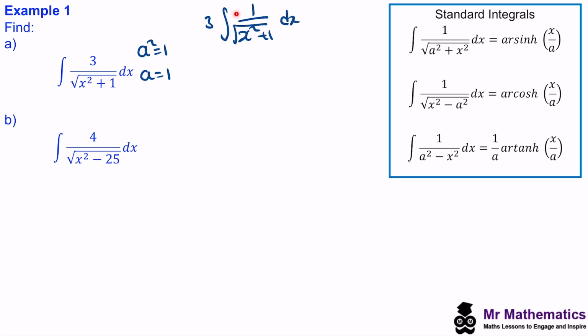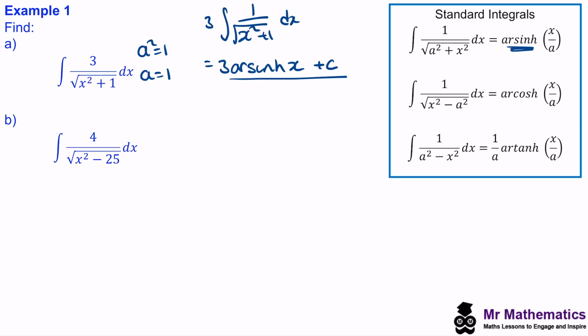So now this is exactly the same as what we have here. So the integral will be 3 times the arsinh of x over a. So just x plus the constant term, okay?